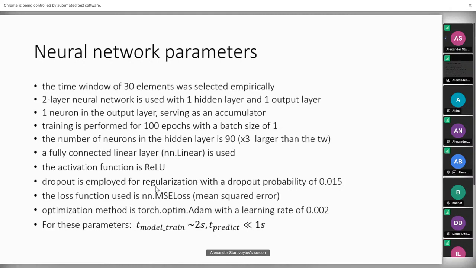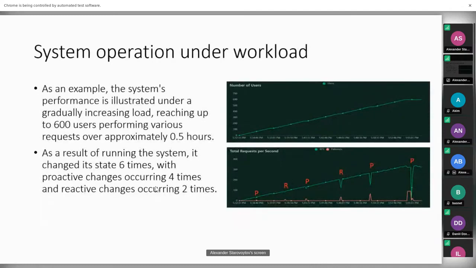Let's talk about system operation under workload. As an example, system performance is demonstrated under gradually increasing load, reaching up to 600 users, with invariant requests over approximately half an hour. As a result, in the running system, it changed its state 6 times, with proactive change occurring 4 times and reactive change occurring 2 times.